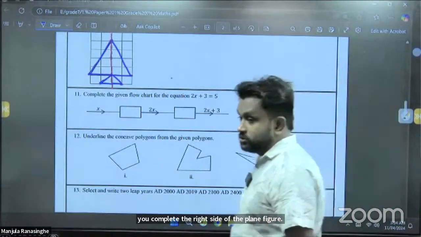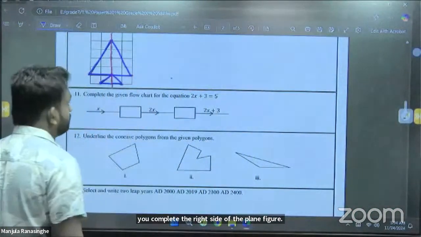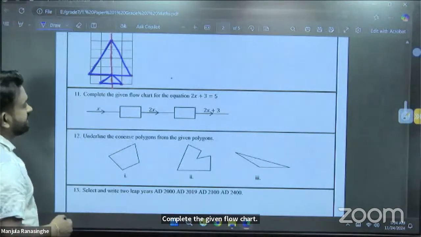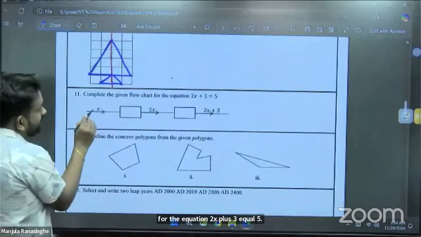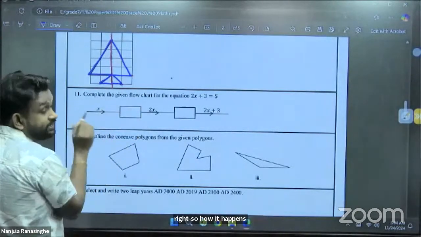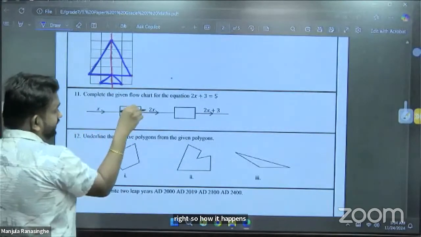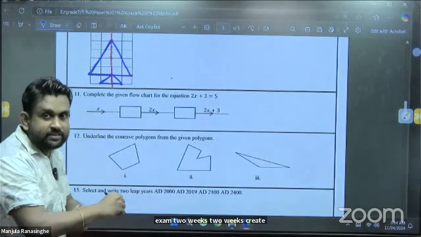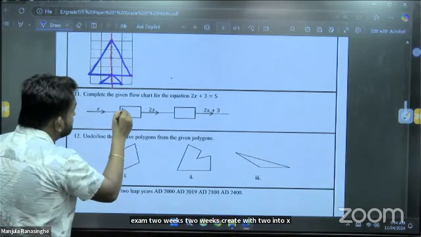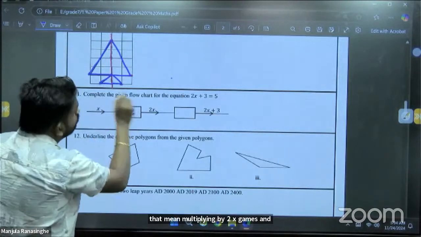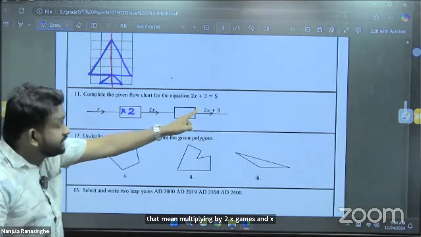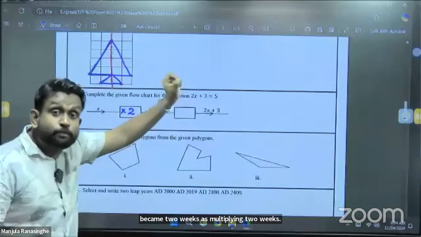Complete the given flow chart for the equation 2x plus 3 equals 5. How does it happen? x comes in and becomes 2x. 2x is created with 2 into x, that means multiplying by 2. Then from 2x, the output is 2x plus 3.